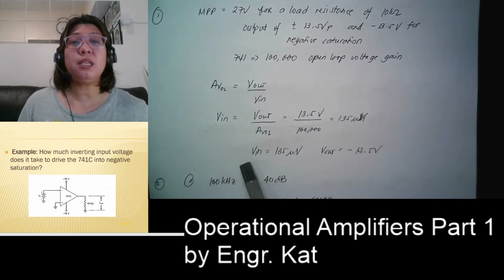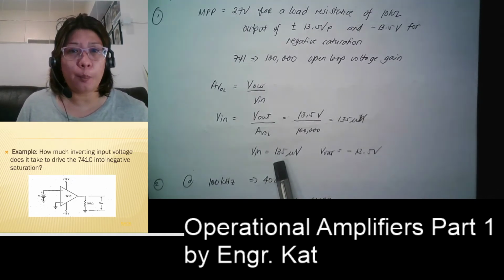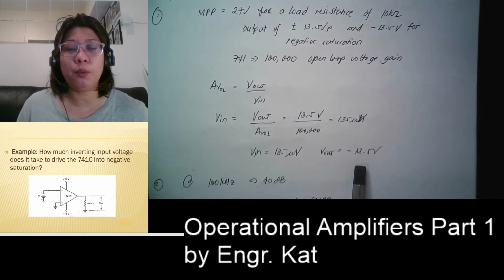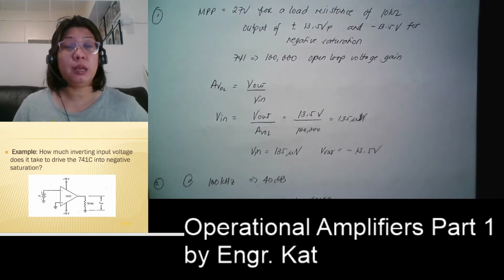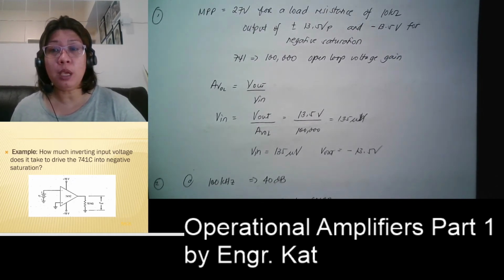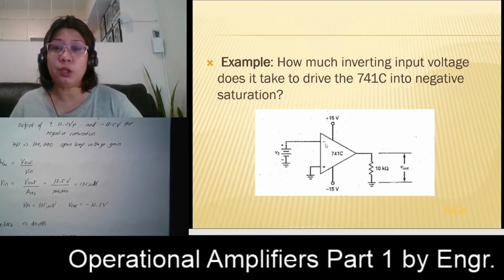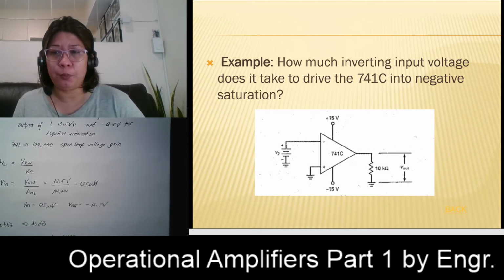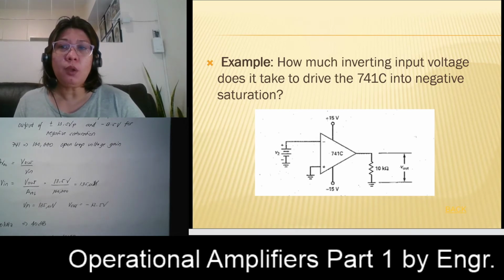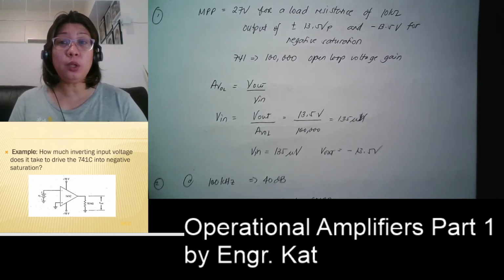Okay, so this is the maximum voltage that you can apply to your op-amp that can give you a value equivalent to negative 13.5. So why negative 13.5? Because the problem says that you placed a positive input at your inverting terminal, so we expect a negative output there. Okay, so what do we mean by saturation?